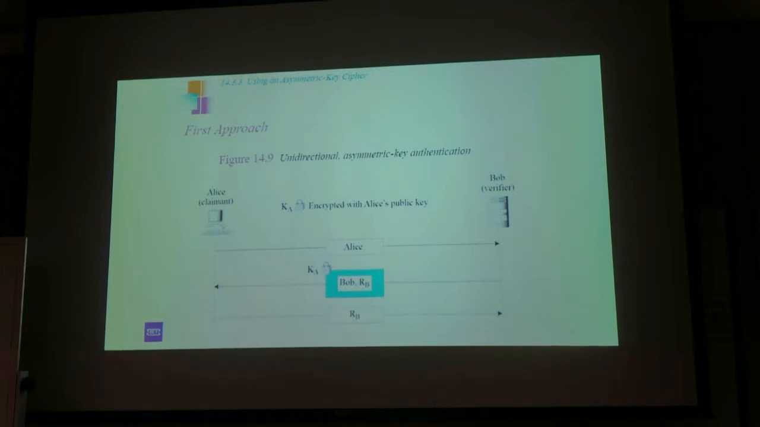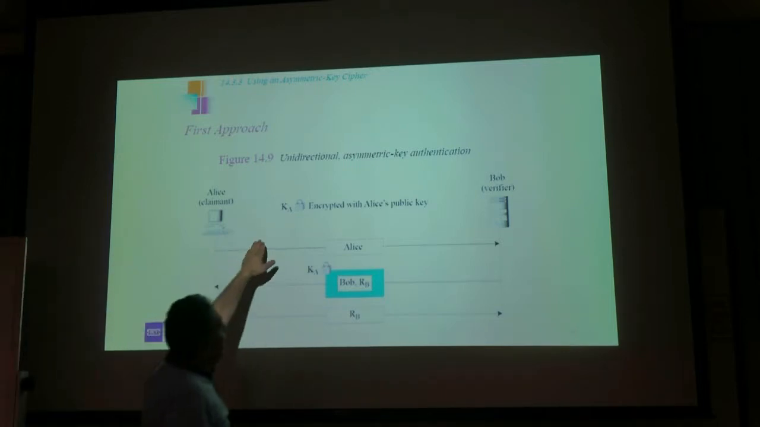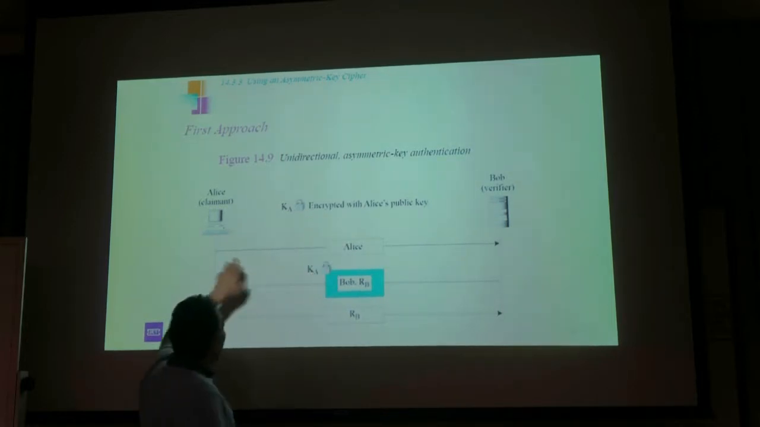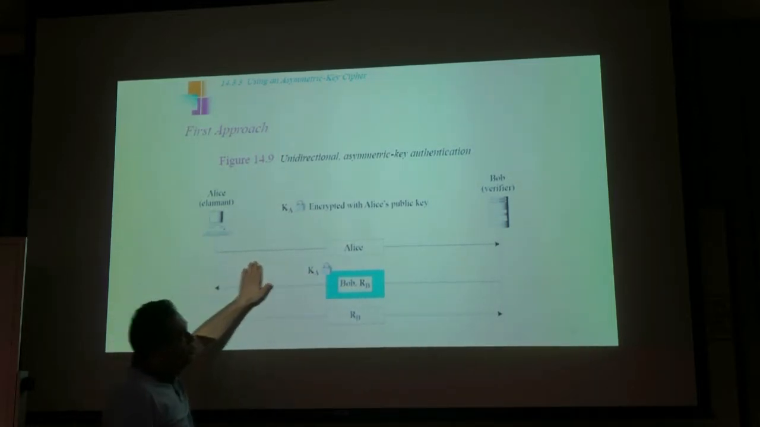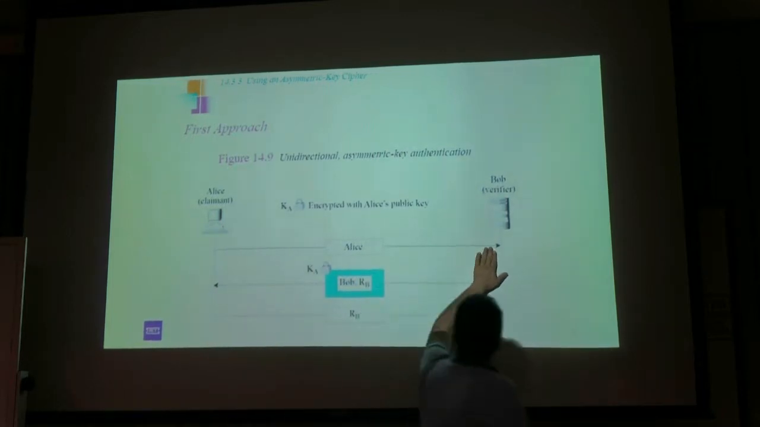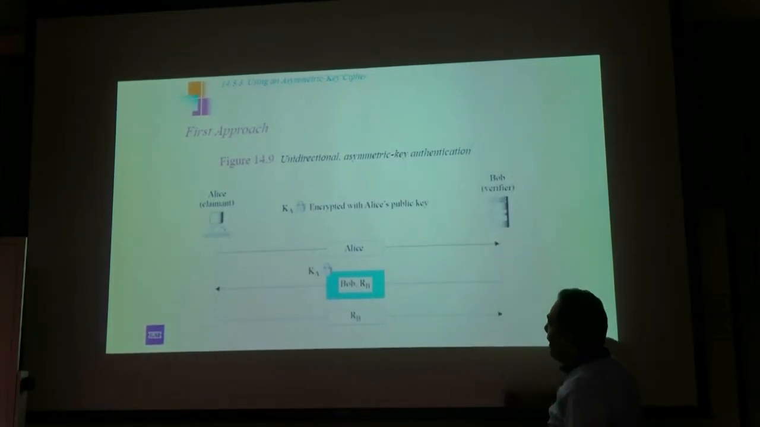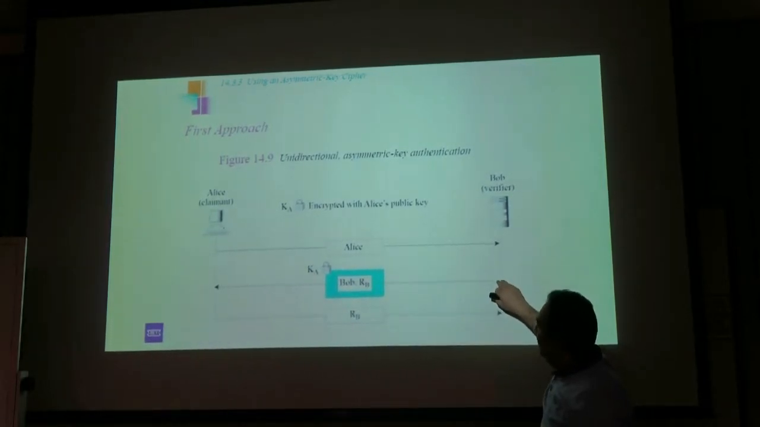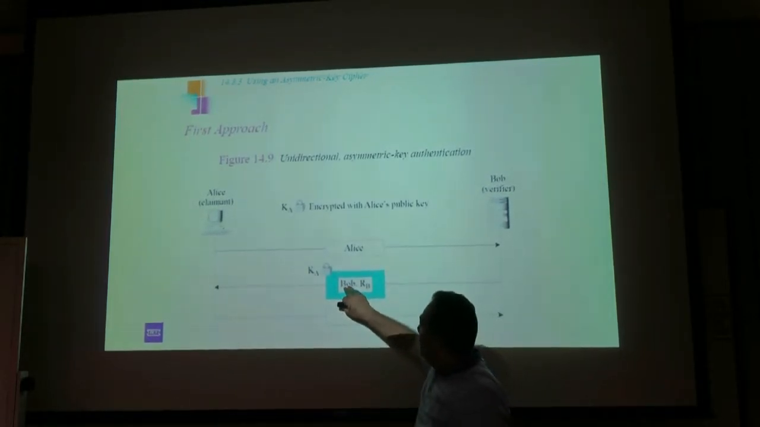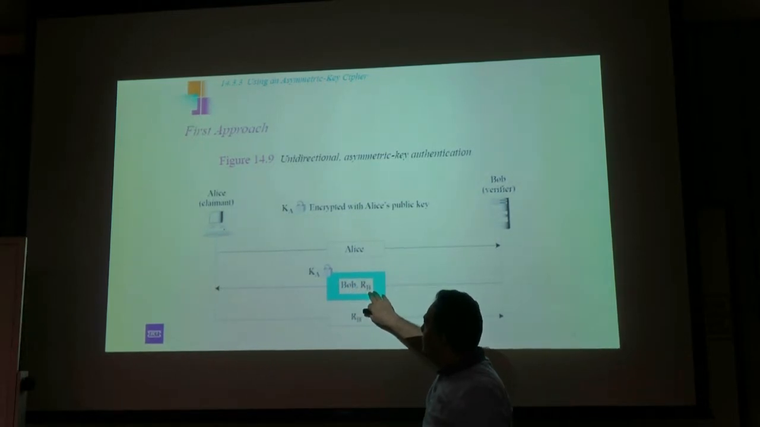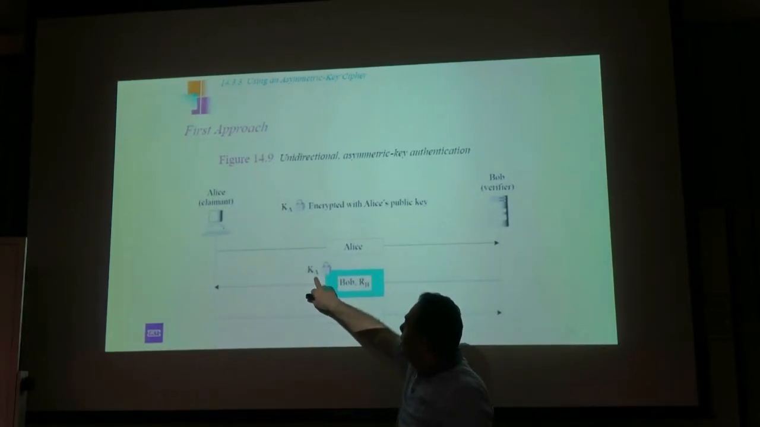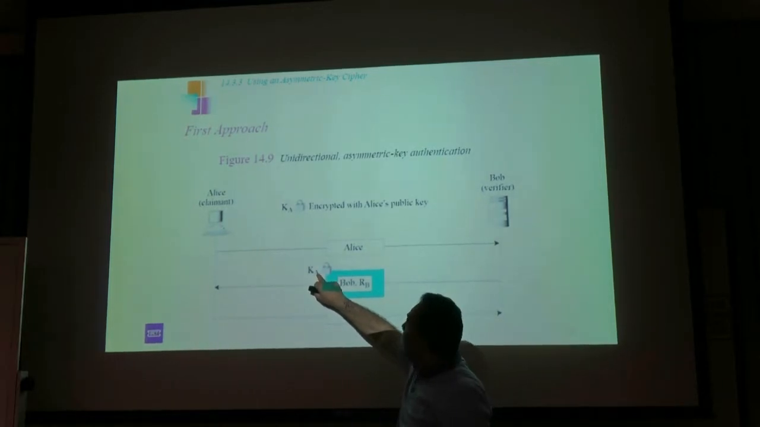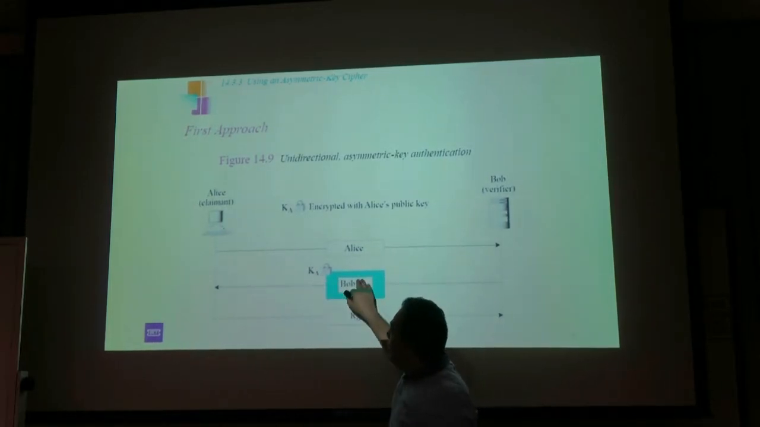So, key A, what is key A? It is encrypted with Alice's public key. So, Alice sends a message to Bob: hello Bob, verify me. Then Bob, what does it do? It will send, I am Bob, and this is the nonce, encrypted with Alice's public key. Can I receive it?